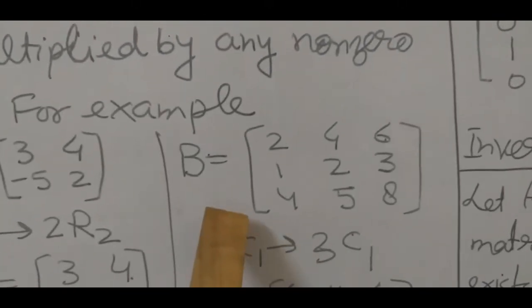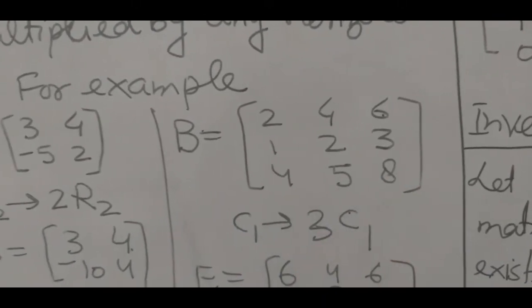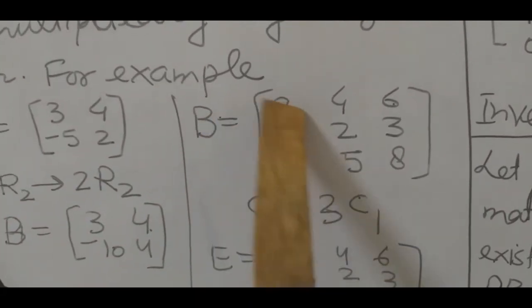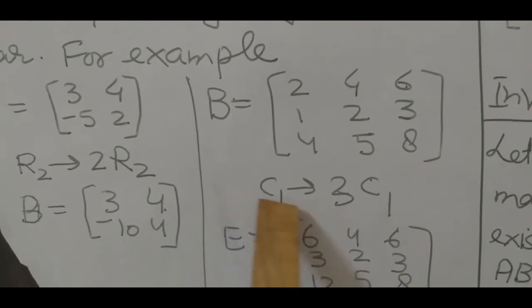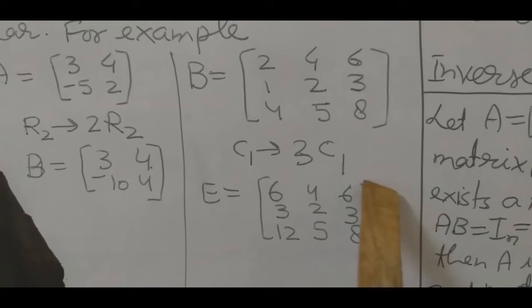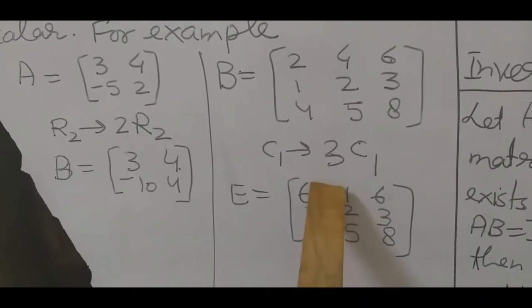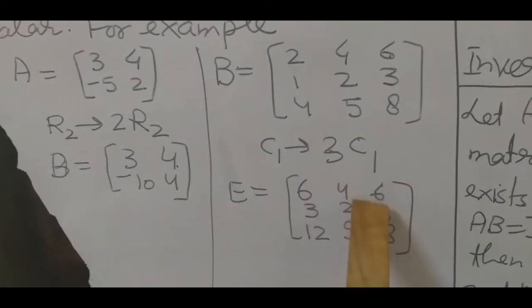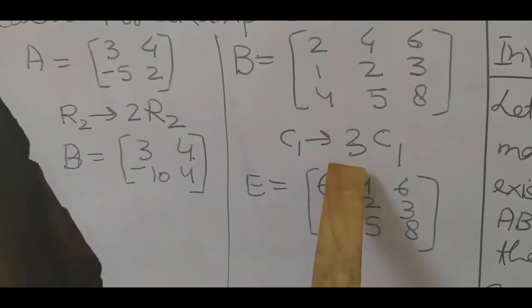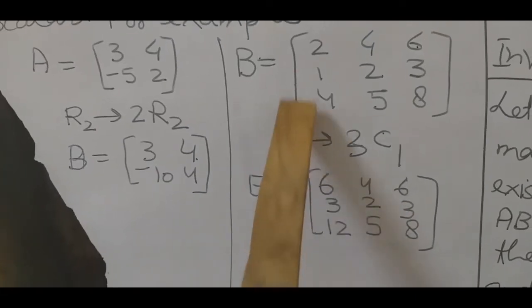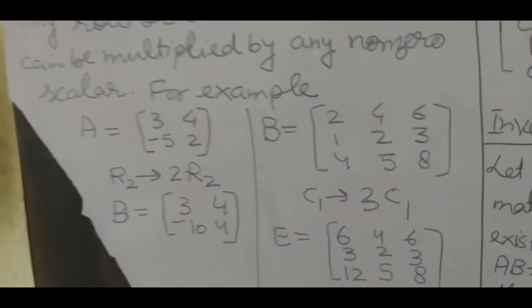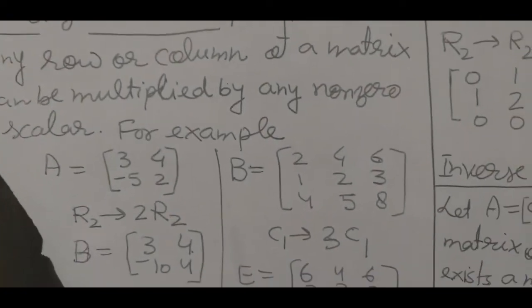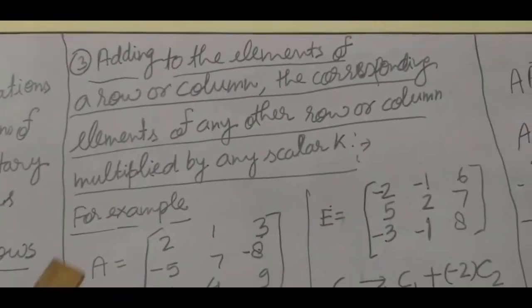One more example, students. This is a matrix B of order 3 by 3. I want to multiply column C1 by 3. That's why I have written C1 tends to 3C1. So you can see, students, second column will remain as it is. Third column will remain as it is. And first column is multiplied by 3: 2 times 3 is 6, 1 times 3 is 3, 4 times 3 is 12. So this is the second operation. In this operation we can multiply any row or any column by any constant value, meaning non-zero scalar.